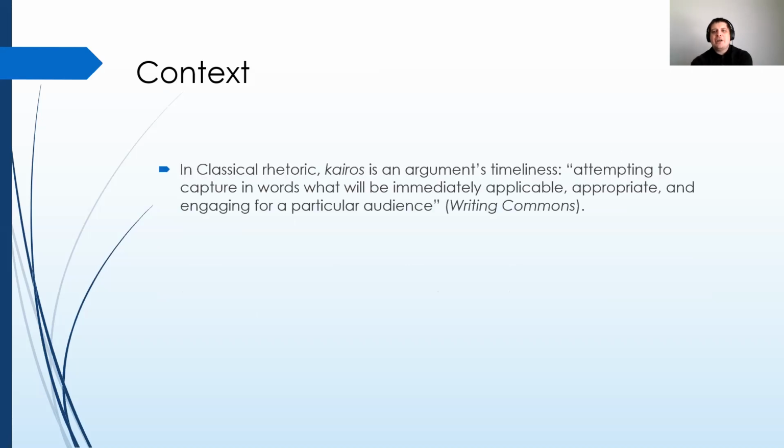And this is where I bring in another appeal, Kairos. In Greek, this actually means balance, as in a scale. So if you balance the factors that are going to affect your readers right now, in this time and in this place, then you capture the timeliness of the argument. And Writing Commons puts it this way: you attempt to capture words that will be immediately applicable, appropriate, and engaging for a particular audience.